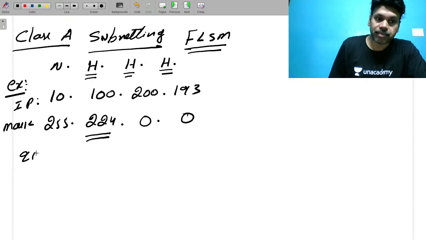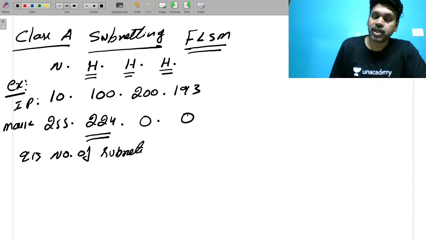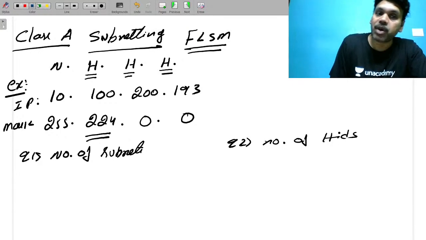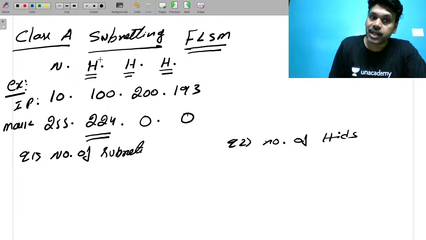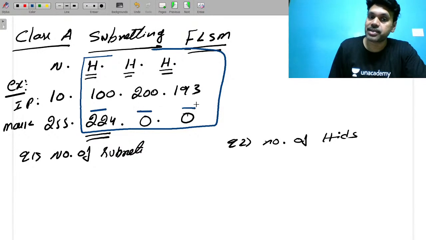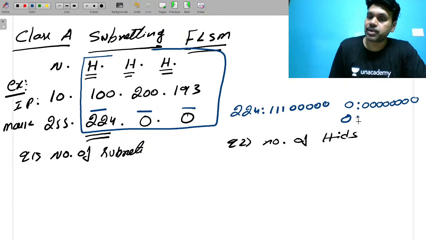Question number 1: number of subnets. Question number 2: number of HIDs. To answer the number of subnets and number of HIDs, write the mask into binary. What is the mask? This is 224, which is 111 followed by 5 zeros. Next 0, all zeros. Next 0, all zeros.